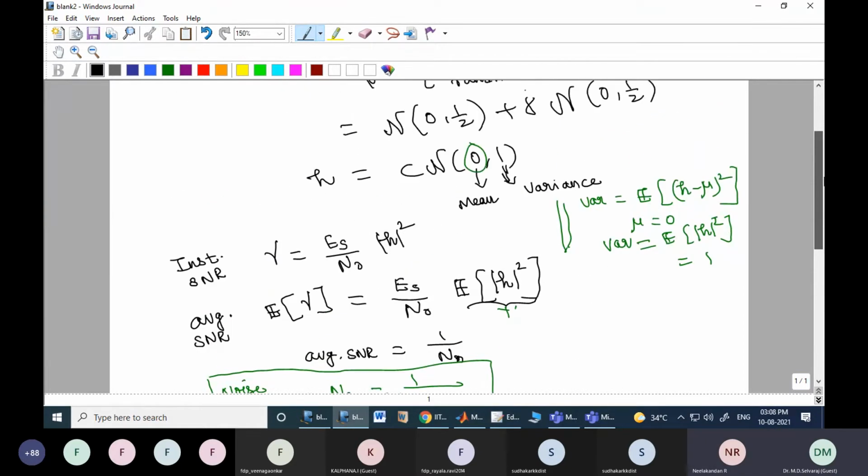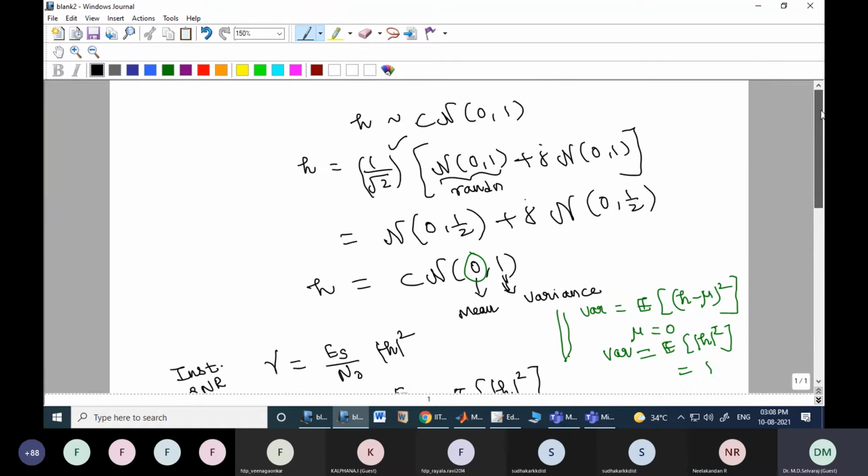Fine, I'll just tell you one more time, I'll spend 2 minutes. H is basically a complex normal with zero mean and variance 1. Why am I setting it like that? We have two parameters, one is H and another one is N. One of the parameters we need to set so that the other parameter can be taken from the averages. So H is complex normal with zero mean and variance 1.